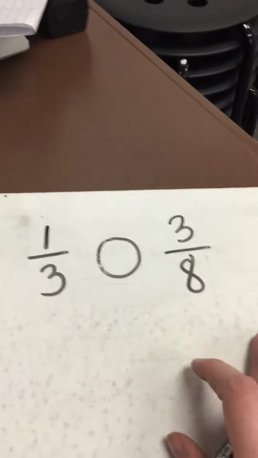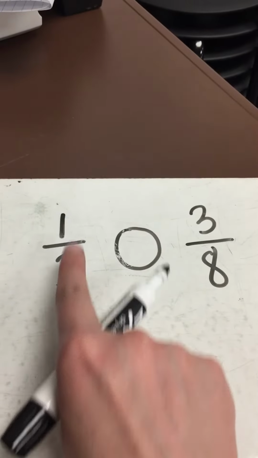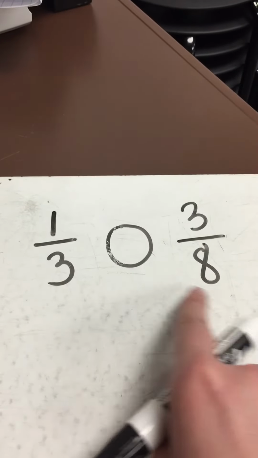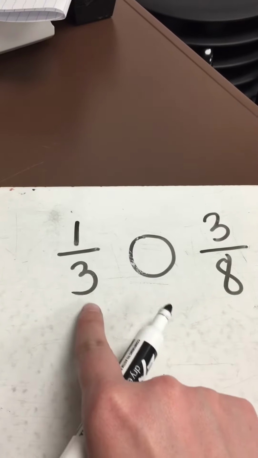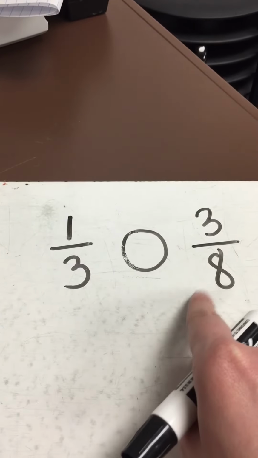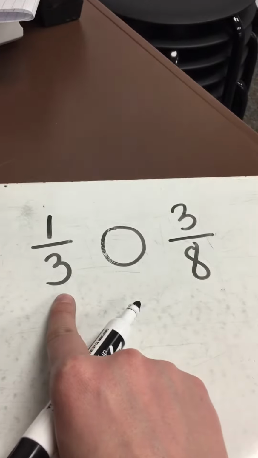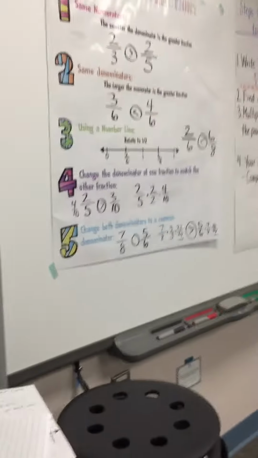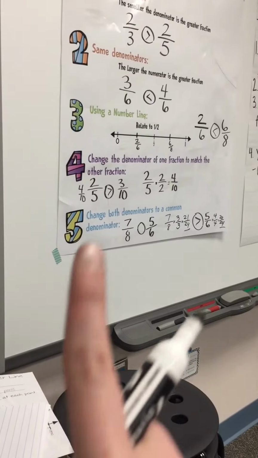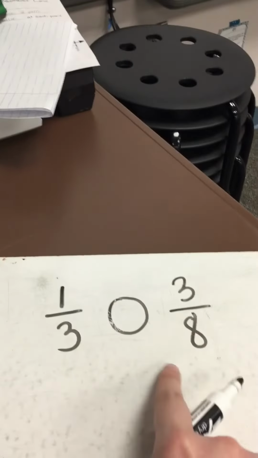So this is how number 5 looks. Okay, again, the numerators are not the same. The denominators are not the same. I cannot multiply 3 times anything to equal 8. I cannot multiply 8 times anything to equal 3. That's not possible. So I cannot use that step 4, okay? Because I could do that with the 5 and 10, but I cannot do that with 3 and 8.